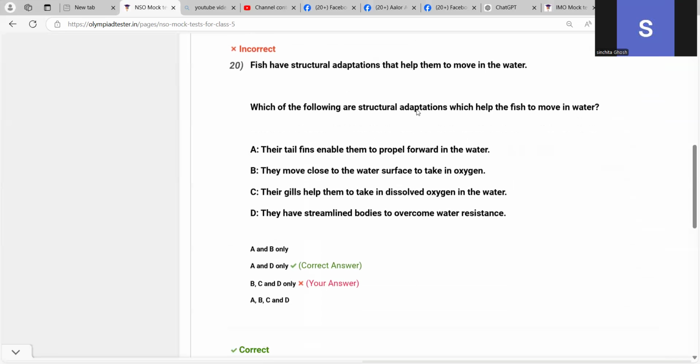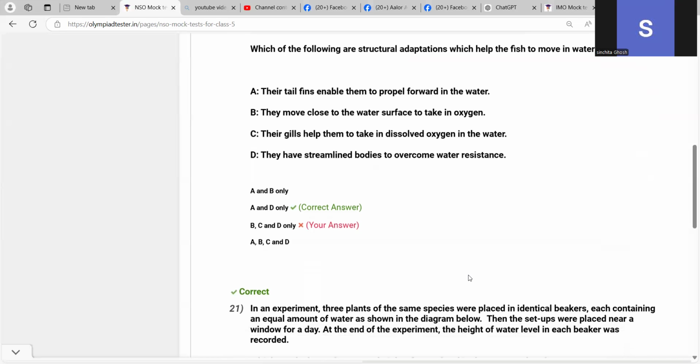That's it. Now we move to question number 20. In question number 20, it is saying fishes have structural adaptations that help them to move in the water. Which of the following are structural adaptations which help the fish to move in the water? The correct answer is A and D only. Their tail fins enable them to propel forward in the water, and the other one is they have streamlined bodies to overcome water resistance. So these are the two correct answers. Now, number 20 we have done.